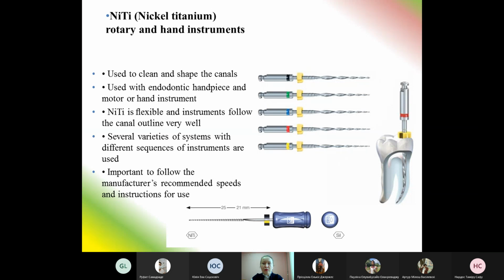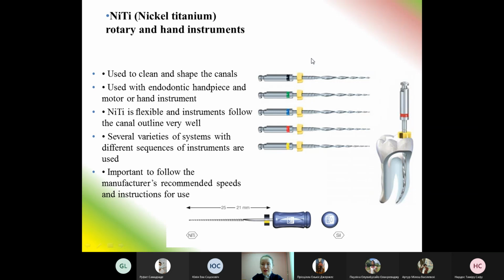NITI, nickel titanium rotary instruments, as well, are available as hand instruments. Mainly all instruments are manufactured from stainless steel, but they are not flexible and usually tend to fracture. That's why nickel titanium NITI instruments were developed. They are flexible enough that they can easily follow the shape of the root canal. In this way, fracture of the instrument is not so typical.